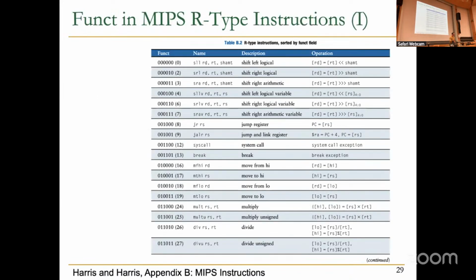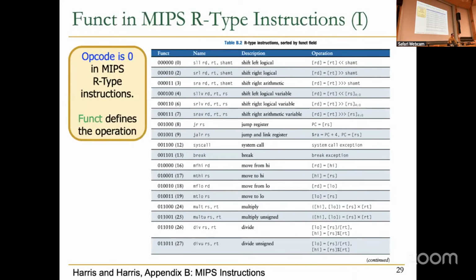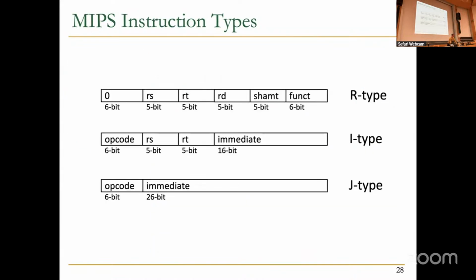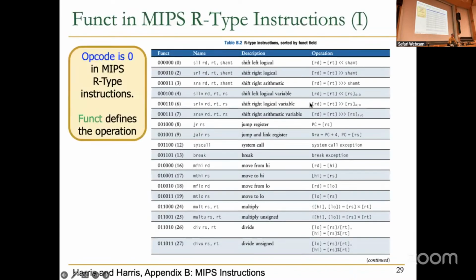Okay, so let's take a look at these R-type instructions a little bit. This is from your book. You can see that the opcode is 0 in these R-type instructions. And once you see that the opcode is 0, the decoder needs to look at the bottom 6 bits, which are funct. Essentially, that defines the operation. For example, if the funct is 0, you do shift left logical. If the funct is 26, you do a divide operation. And you can see there are many operations over here.